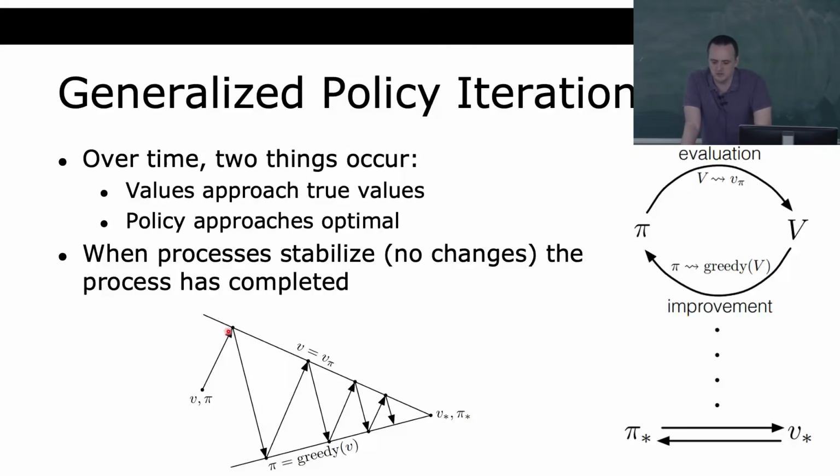And then what we do is we do one step of evaluation. And for every step of evaluation we do, we are updating the values to more closely resemble the true values of the policy. Then after we do that, we update the policy to be greedy with respect to the values that we have. Then we go another evaluation, improvement, evaluation, improvement, evaluation, improvement.